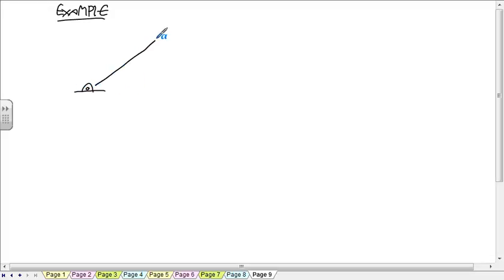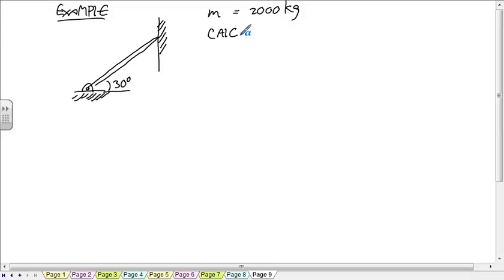All right, so let's say that there's a beam connected to the floor by a pin joint, leaning up against the wall with a frictionless contact, and let's say that this angle is 30 degrees. The mass of the beam is 2,000 kilograms. Wow, these are big beams. I guess I have to make them big beams because if the effect of gravity isn't big enough, you're going to be mad that you have to do this. Okay, so calculate T, V, and M.